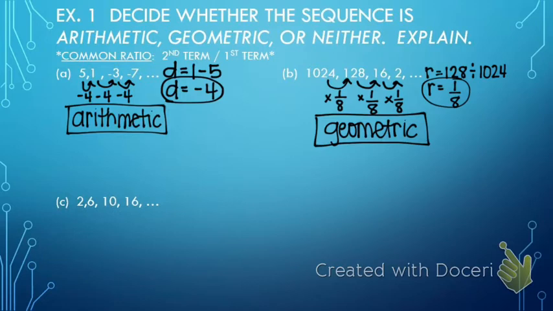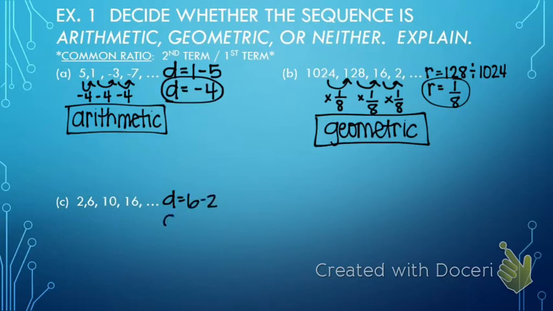Now look at letter C. All right, we can try to make an educated guess. We've got a 2, a 6, a 10, and a 16. So what do you think on this one? Arithmetic or geometric? All right, let's start with arithmetic. That one makes sense. The numbers are smaller. They're closer together. So let's try a common difference.